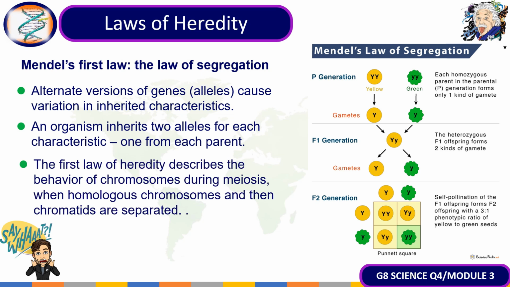And the first law of heredity describes the behavior of chromosomes during meiosis, specifically dun sa anaphase wherein yung homologous chromosomes and chromatids are separated.